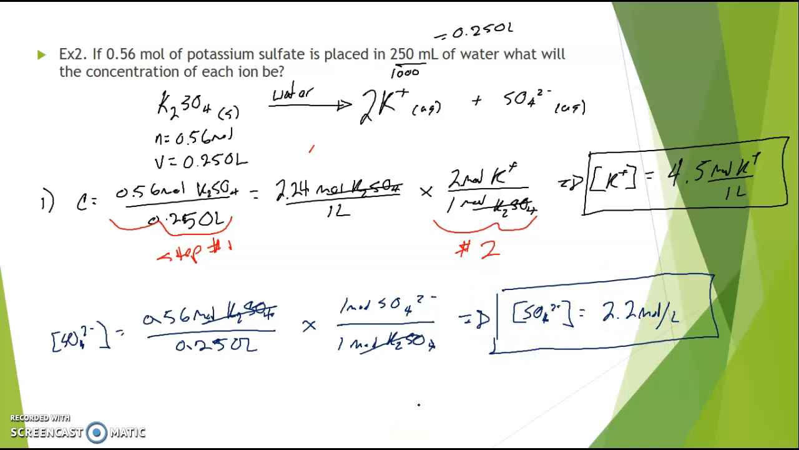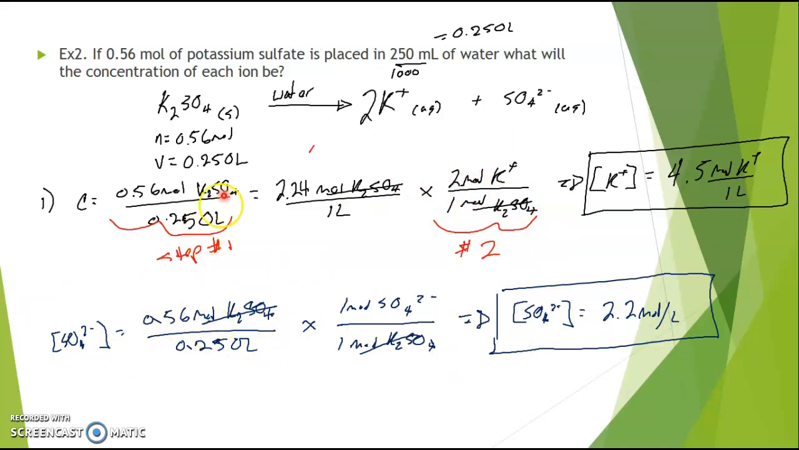Okay? So that is how we calculate our concentration of individual ions. You go through the same process. You do this dissociation equation first, which is right here. Then once you have that, depending on what they give you, you'll calculate the concentration, then you do your mole ratio. Or you can do it all in one step like this.